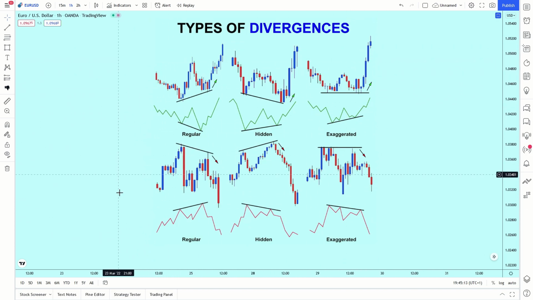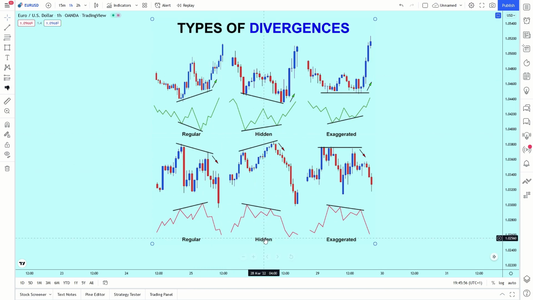I recommend you stop the video and write this somewhere because it's very useful. And when you look at this a few times, you will remember it, no problem, trust me. So for example, this is a regular bullish divergence. Price formed higher lows, but the RSI indicator formed lower lows. And what we expect to happen is price to go up. And this is what happened here.